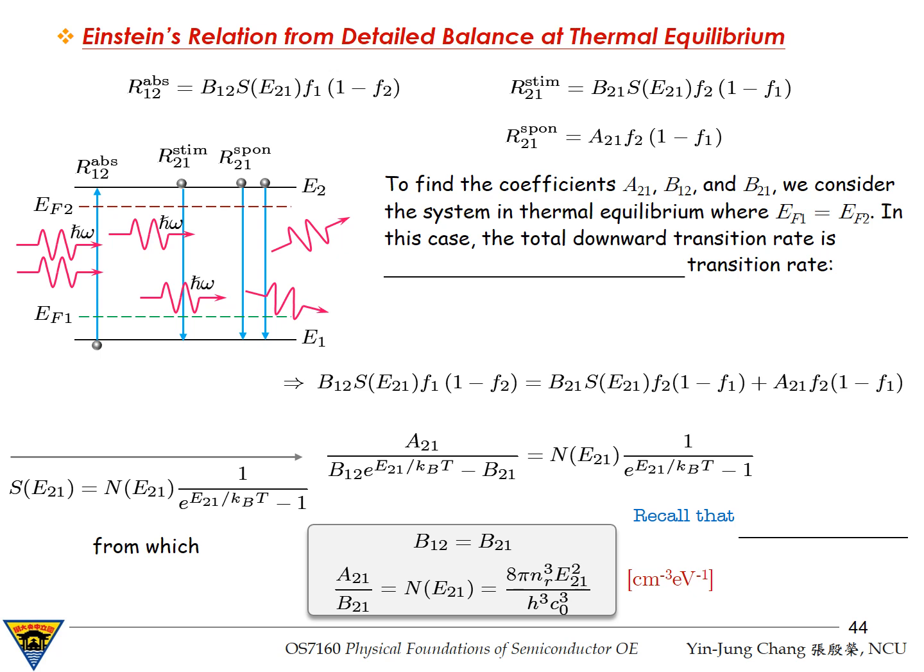Now we derive the relation among the Einstein's coefficients A21, B12, and B21. We consider the system at thermal equilibrium. The per unit volume absorption rate is given by this equation. The downward transition rate per unit volume has two contributions. One is the stimulated emission. The other is spontaneous emission.